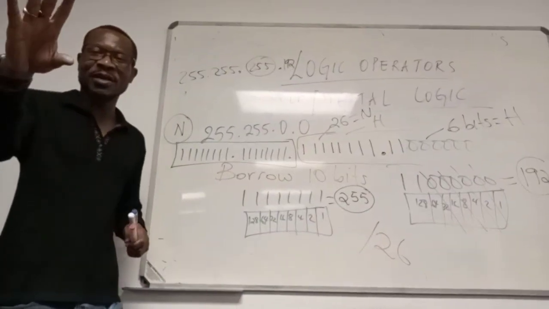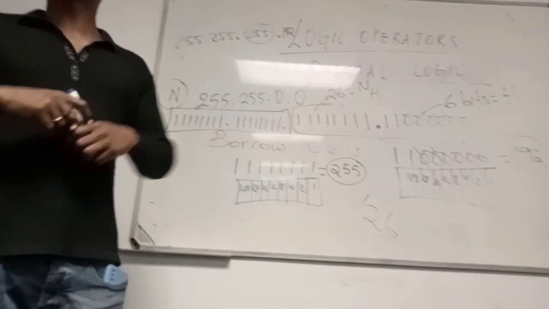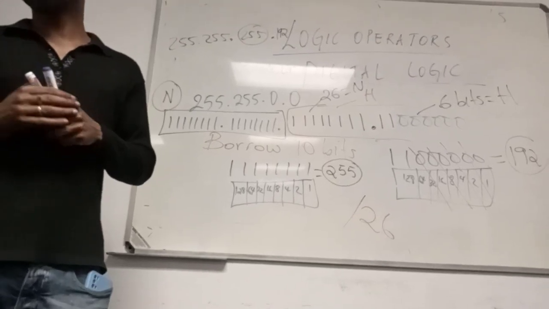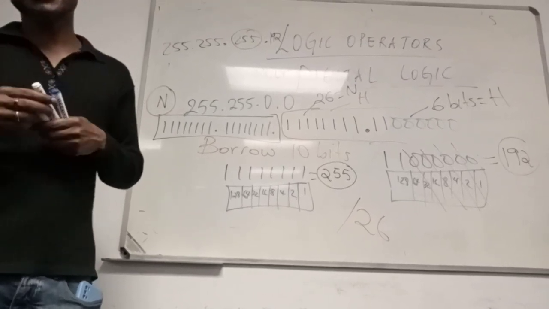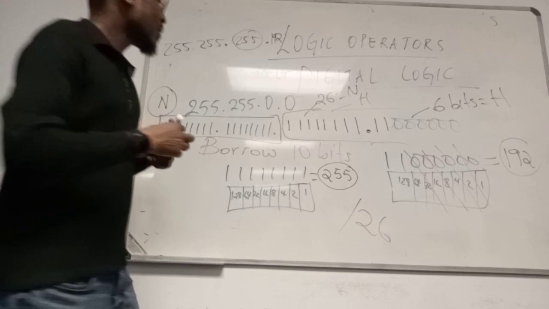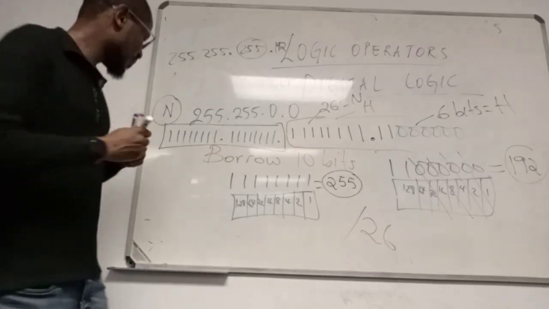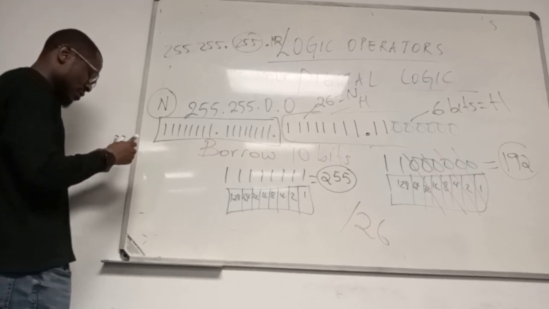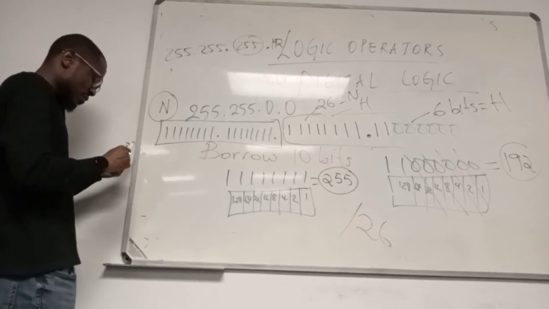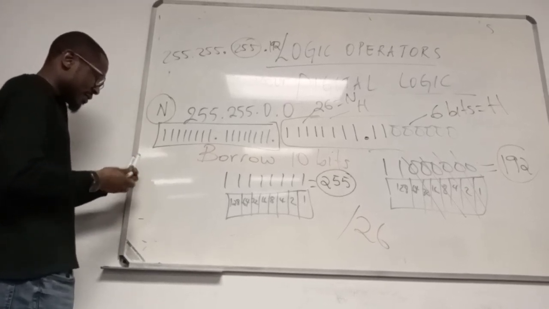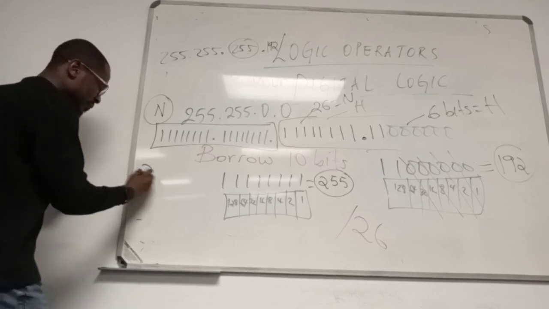Now, let me give an exercise. You have to practice yourself. Let's use a class C. What happened to my marker now? The marker is dead. We're going to use this one.